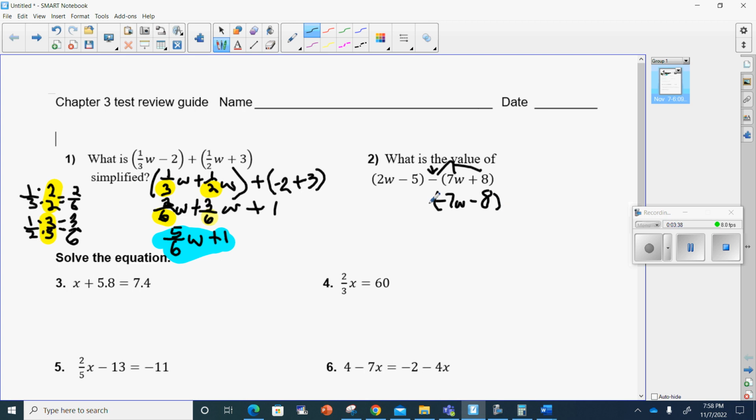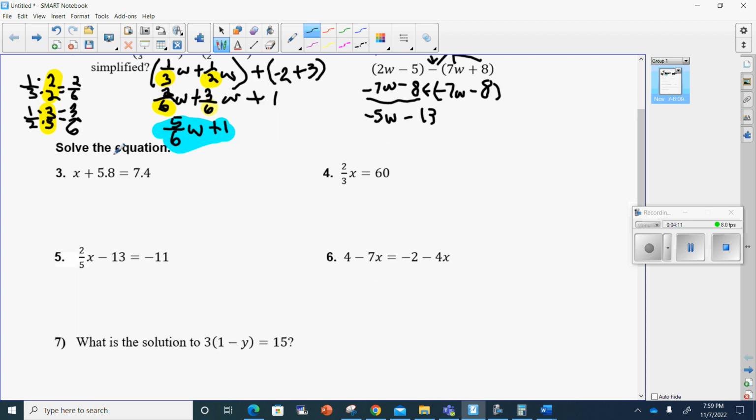Now I can bring it over here underneath their like terms. I got -7W. I got -8. And now I can start combining. Well, -5 and -8 make -13. And -7W and 2W make a -5W. So I should have -5W minus 13. All right, let's go ahead and go to number 3. Number 3 says solve the equation.